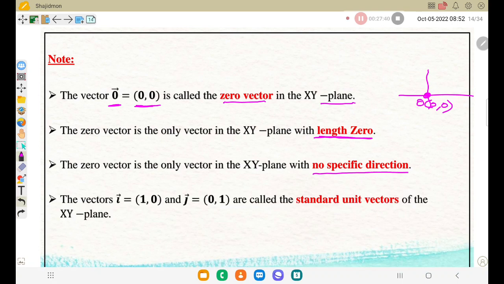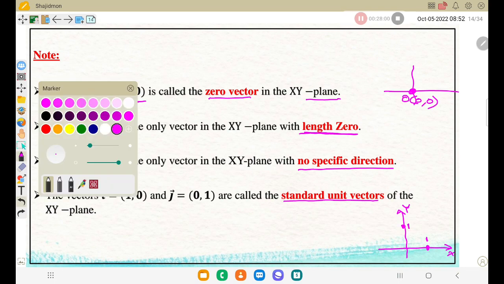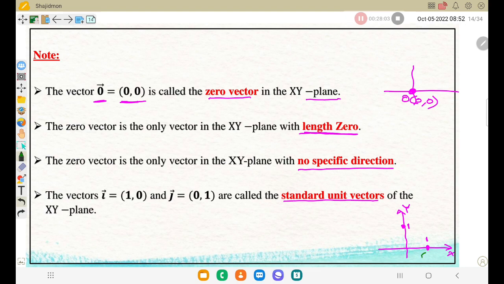Now another important point: the standard unit vectors. This is very important. For example, you can see the x-axis and y-axis. On the x-axis, take the point 1, and on the y-axis also take the point 1. On the x-axis, the point is x 1, y 0, the ordered pair (1, 0). This vector we call by a special name, vector i. Standard vector i equals (1, 0).